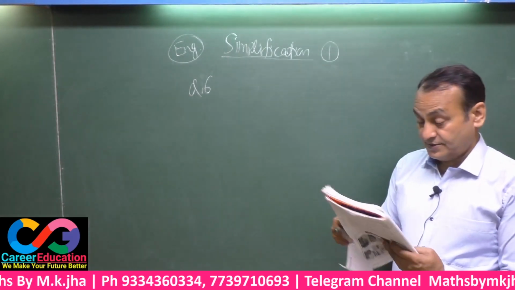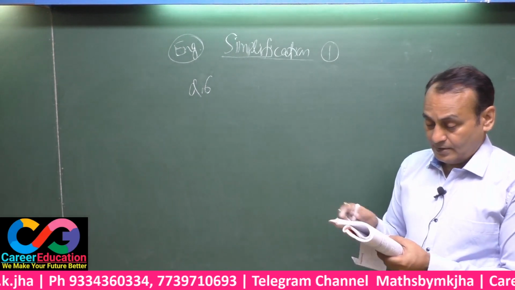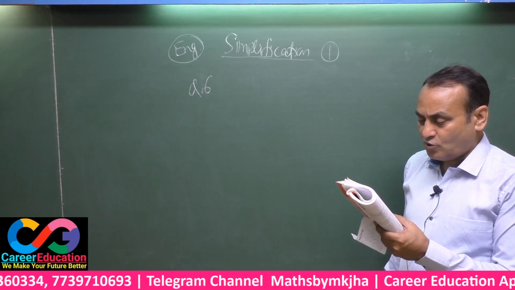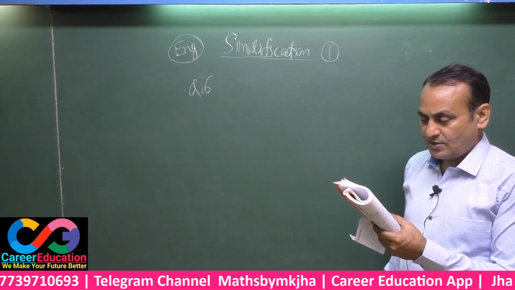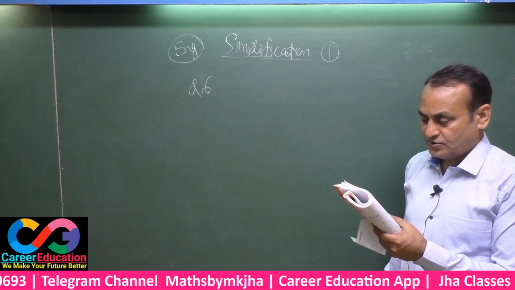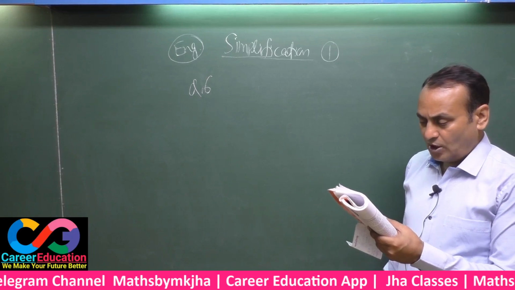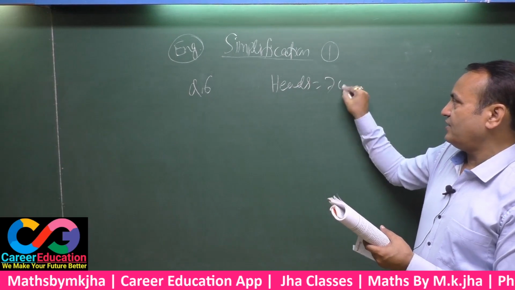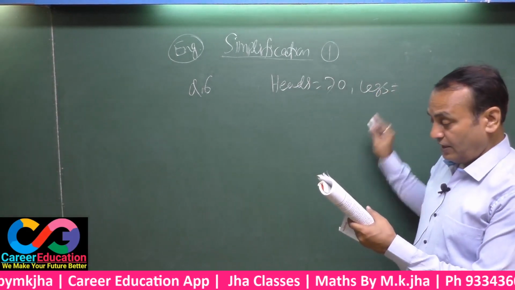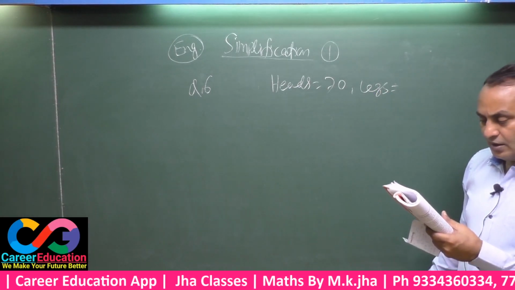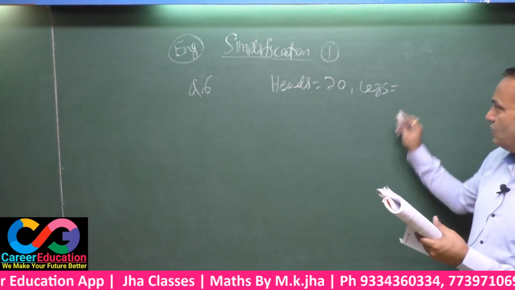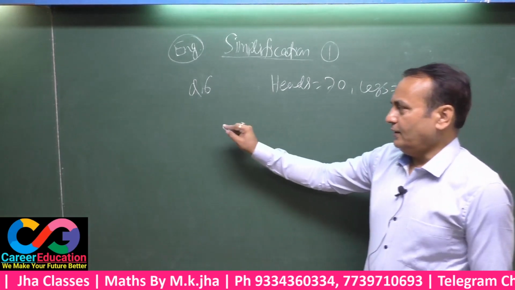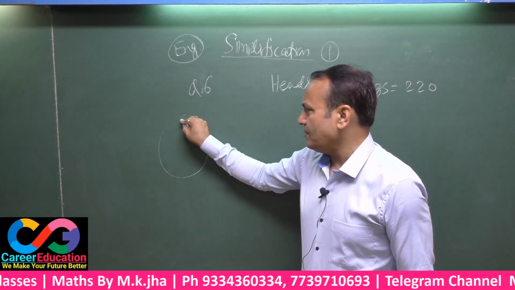Question number 6. In a group, there are some cows and some cocks. Total number of heads is 70, and total number of legs is 220.